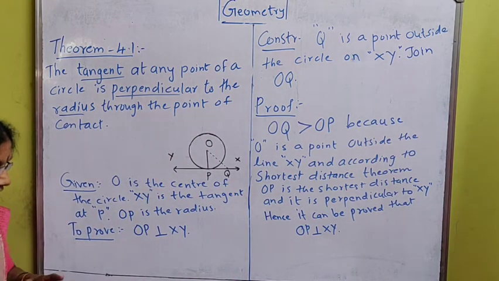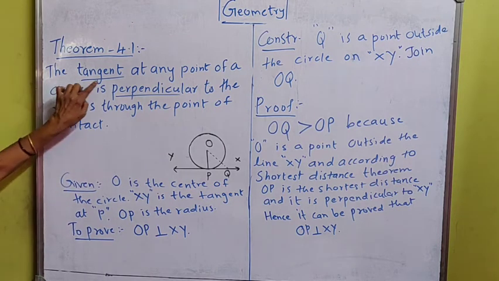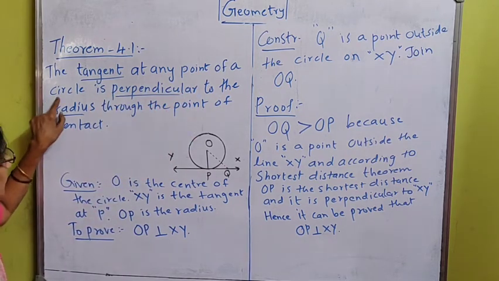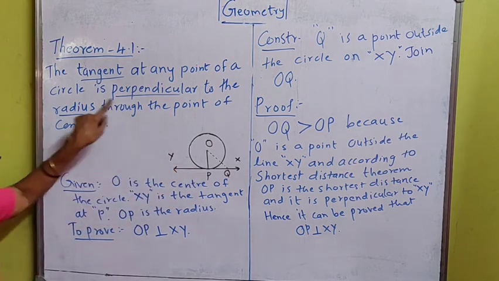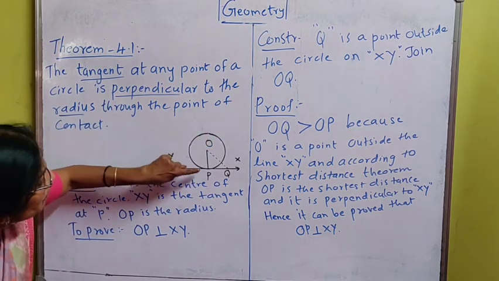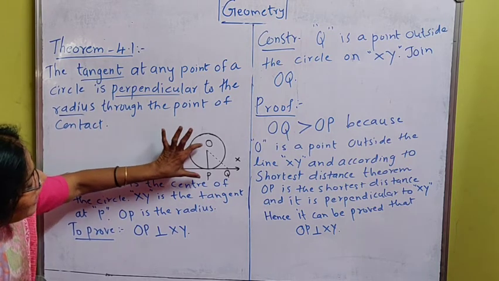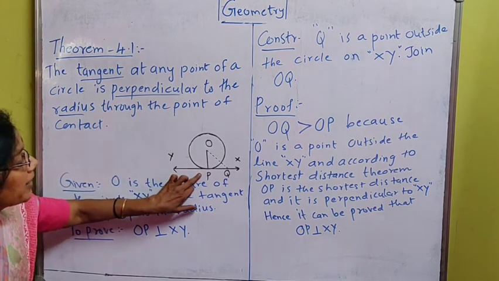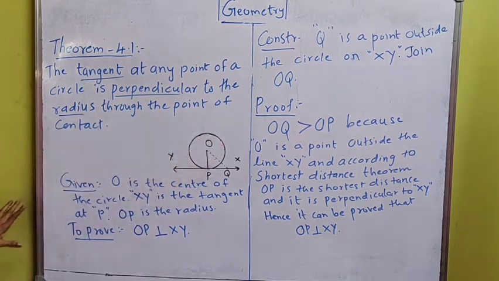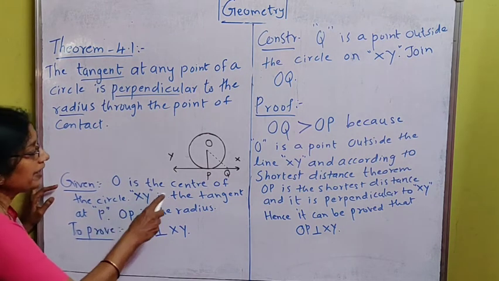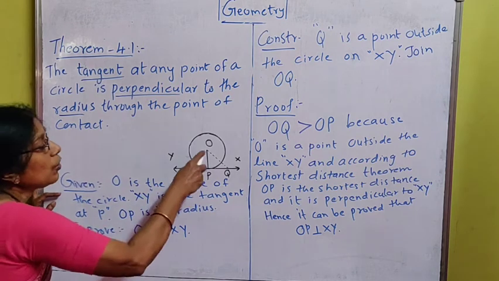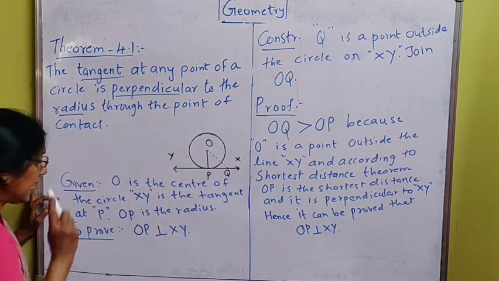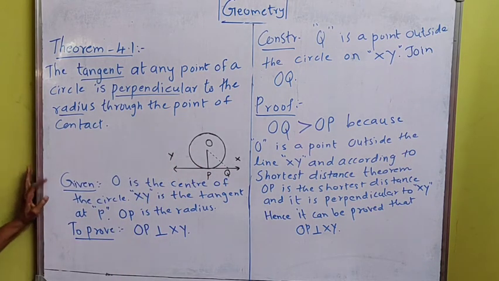So once again I will explain this theorem. What is the statement of the theorem? The tangent at any point of a circle is perpendicular to the radius through the point of contact. XY is a tangent at the point P over here. To this point of contact from O we join a line, and this line is called the radius through the point of contact. So P is the point of contact. We have to prove OP is perpendicular to XY. For that we need the given. What is given? O is the center of the circle. XY is a tangent at P. OP is the radius. This much is given in the diagram.